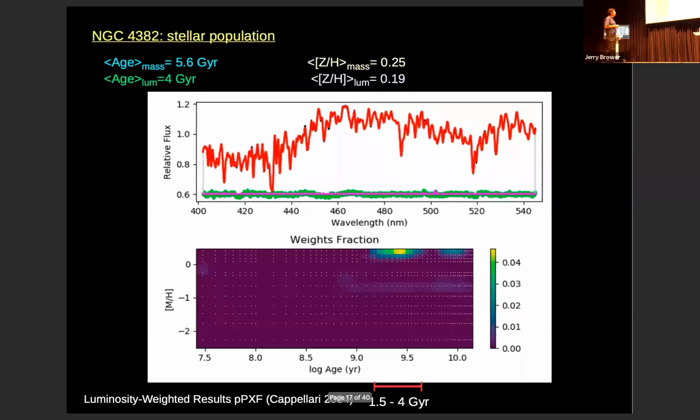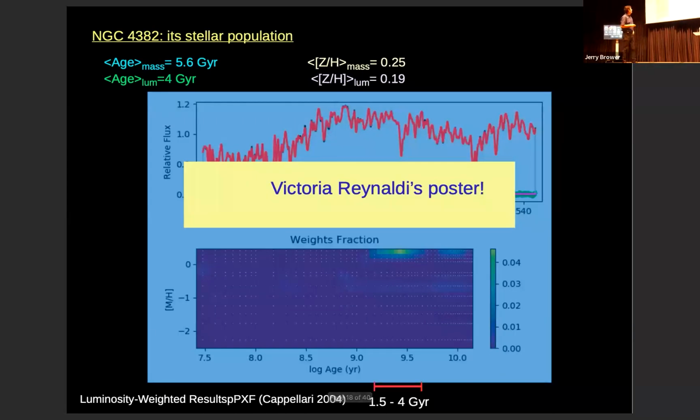We recently started to study the same spectra with another technique, pPXF. pPXF is nice because it allows us to obtain the star formation history of the galaxy, and you can see here that the galaxy formed stars early in time, like most early type galaxies, but then this galaxy formed stars during the last 4 gigayears. If you want to see more details about this work, please see Victoria Reinaldi's poster.